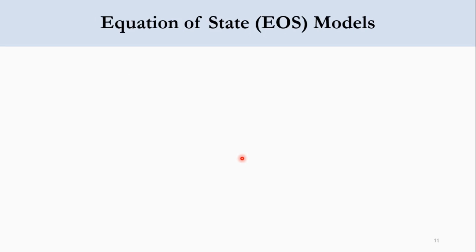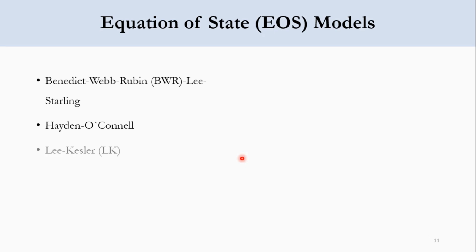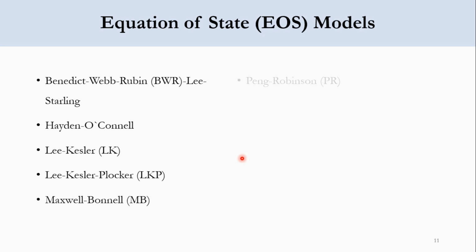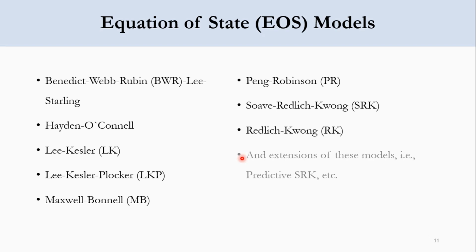If we talk about the different property packages, we have classified them into three types: equation of state, activity coefficient, and special models. In equation of state models, we have BWR, the Benedict Webb Rubin Lee Starling method, the Hayden O'Connell method, Lee Kesler LK, Lee Kesler Plocker LKP, Maxwell Bonnell MB, Peng Robinson PR, SRK Soave Redlich Kwong, RK Redlich Kwong, and extensions of these models such as predictive SRK, predictive PR, and so on, or PSRK. And there are different types in the system. So these are the equation of state models.